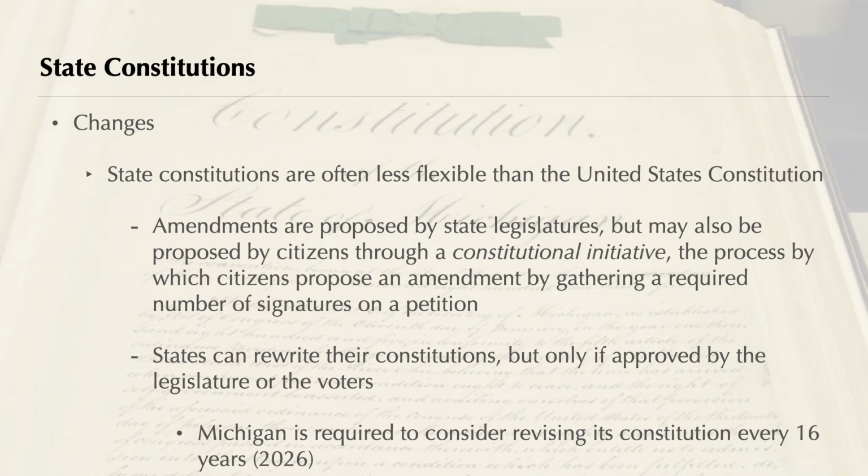Rewriting a constitution most often requires a constitutional convention, which must first be approved by the voters in some states or by the legislature in others. The rewritten constitution must also go to the people for a vote. Of more than 230 state constitutional conventions in our nation's history, a little more than half have resulted in new constitutions.